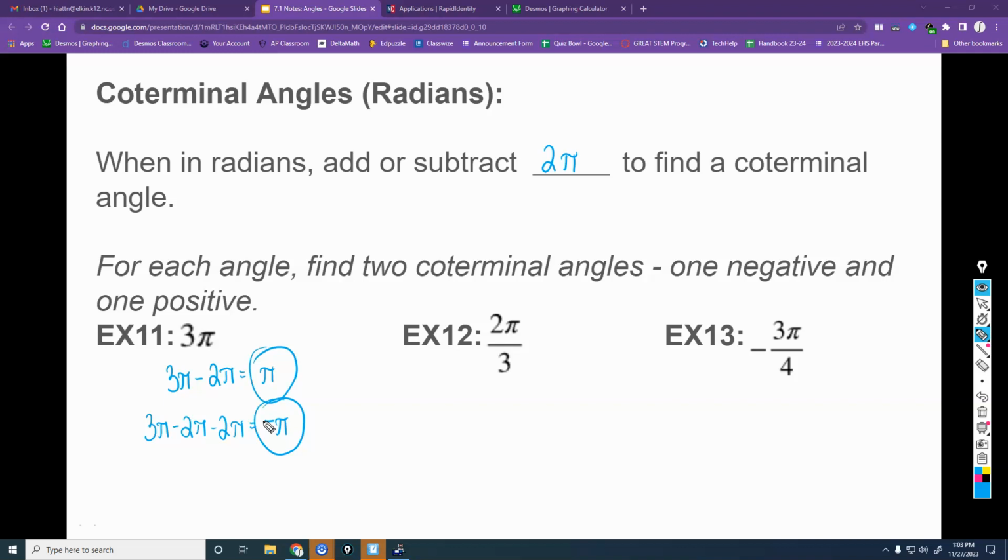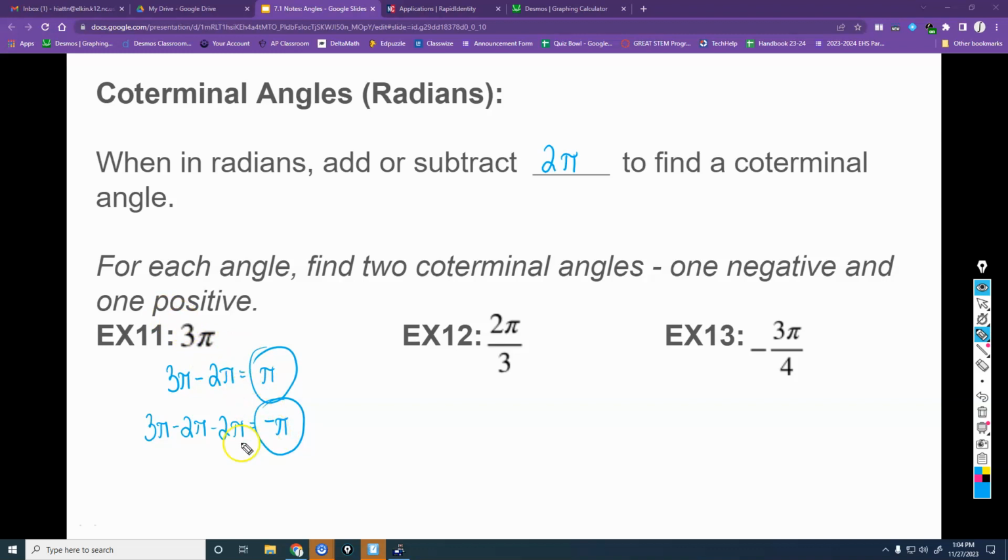Now, I could keep going. It doesn't ask me for others, but I could keep going. I could add 2 pi and get 5 pi. That's a coterminal angle. I could subtract 2 pi 7 times, and I would get a coterminal angle. So those are both coterminal angles here. Okay. Any questions on that?